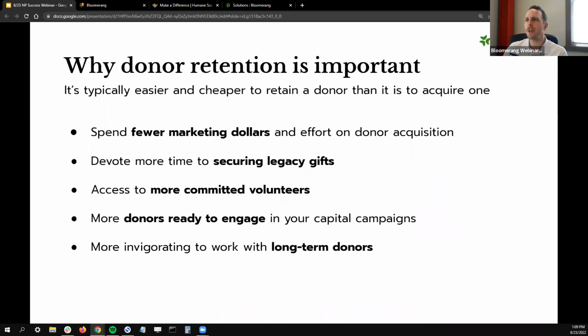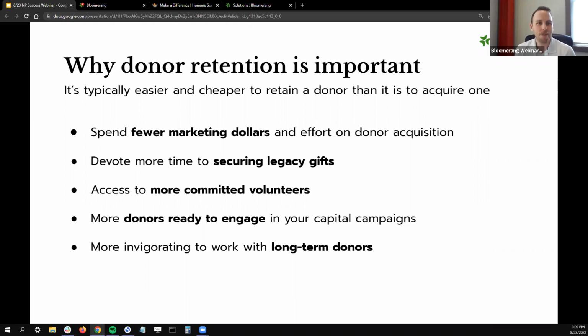So here's why it matters outside just the numbers or the fundraising aspect: it's typically easier and cheaper to retain a donor than to acquire a new one. So one, you can spend fewer marketing dollars on those efforts to acquire new donors, and you can spend more time on securing legacy gifts. Two, access to more committed volunteers. If you can retain donors year over year, hopefully you're building those relationships in a way that you can have readily engaged donors for capital campaigns and volunteering work.